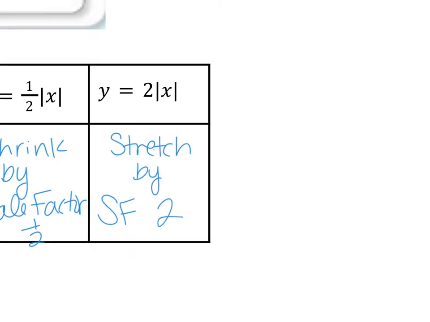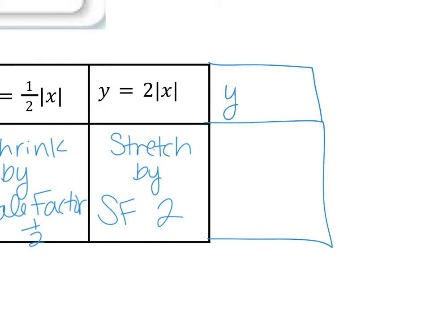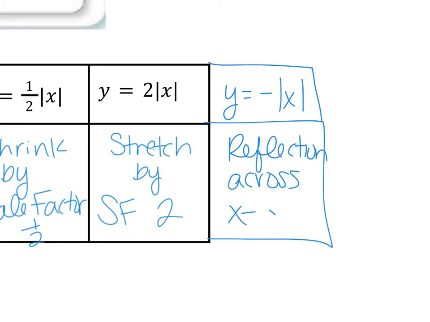There's one more that does come up. I meant to add it to the notes, but I forgot. Let's add a little box there. So if you have y equals negative out front, absolute value of x, that is a reflection across the x-axis.